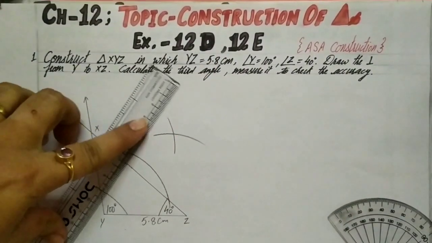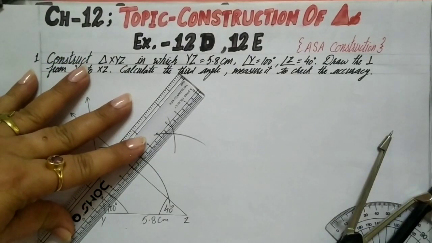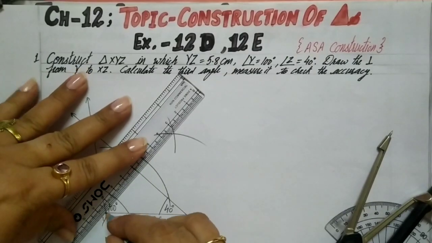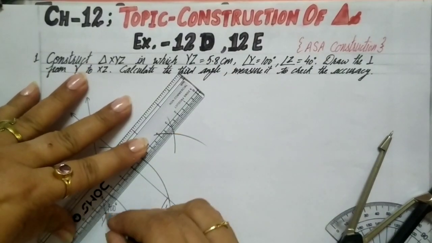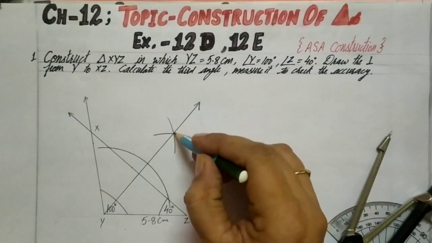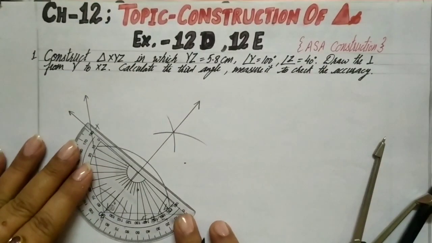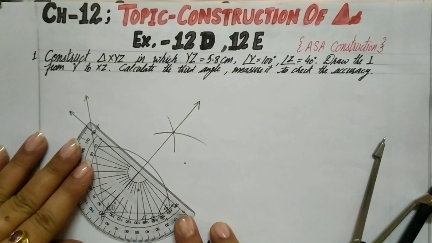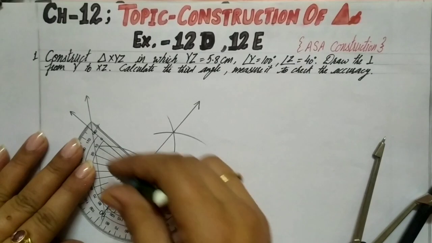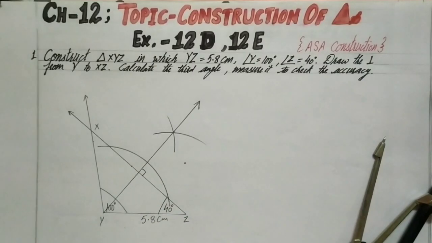Now draw a ray starting with Y and passing through the point of intersection of these two arcs. Now check the measurement. You will see that this ray is at a right angle on side ZX. So here it's at right angle. So this is the perpendicular from Y on ZX.